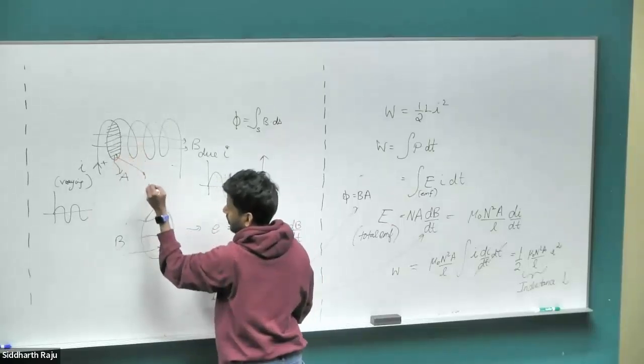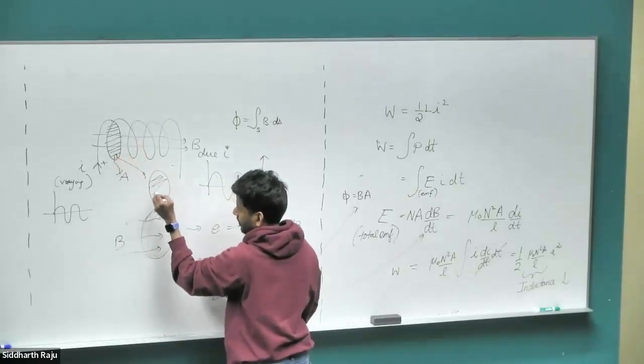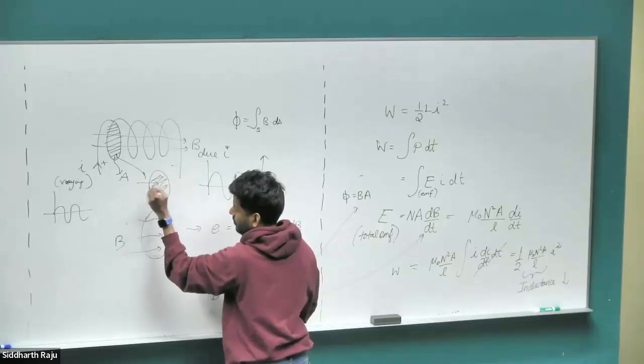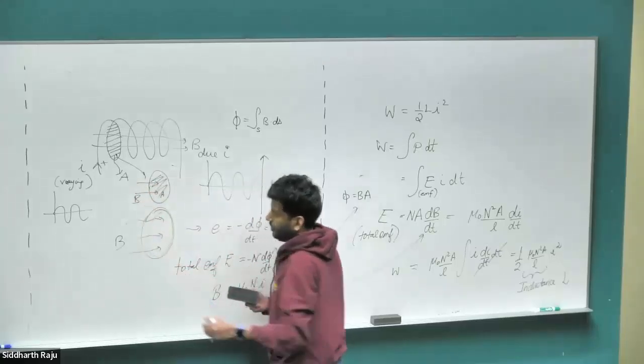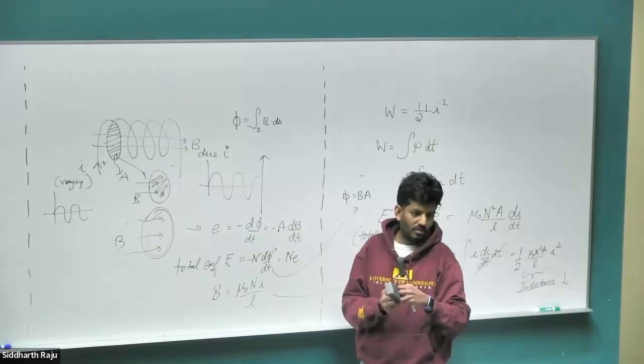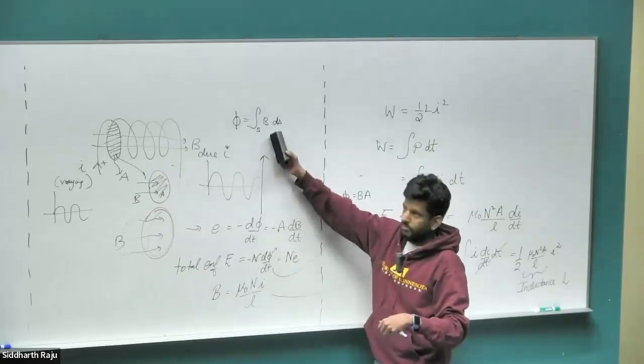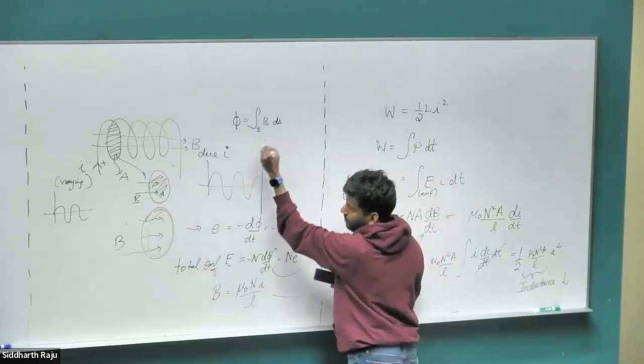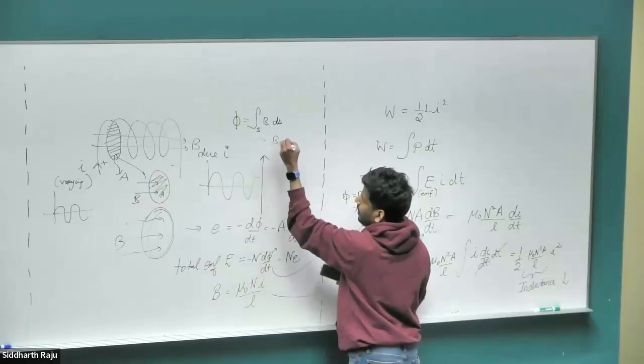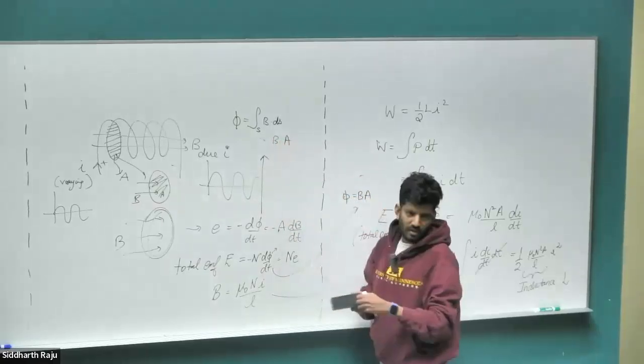So in our case, to look at this one single loop that I have here, it has a cross-sectional area A and some B field perpendicular to the cross-sectional area. Right? So the surface integral B dot ds is just going to be equal to whatever the B field perpendicular to the cross-sectional area is, times the area A.